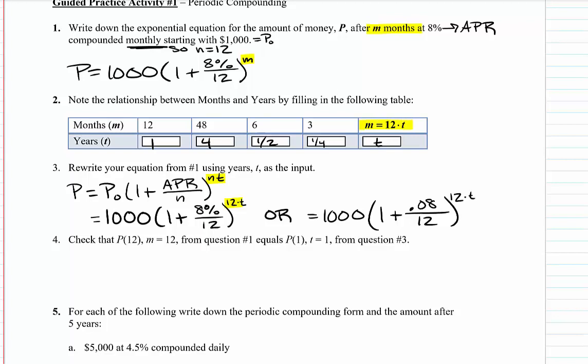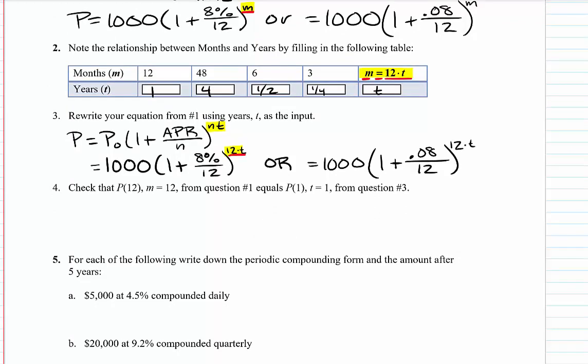Do you see that? Let me make that extra obvious. M is equal to 12t. That's why part 1 and part 3 are the same. So you have options. It's most common to define your function in terms of t, but like we did up here, you could define it in terms of m, which is months, and it's almost the same thing. You just have to convert. And remember to express the 8% as a decimal if you don't have a percent formatting option.